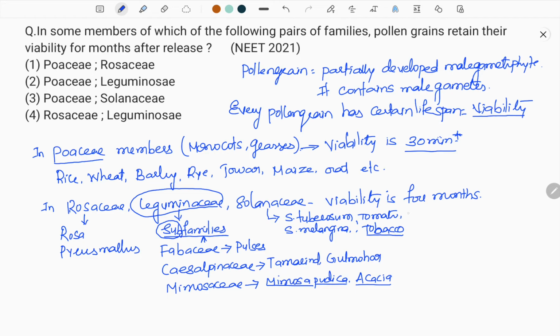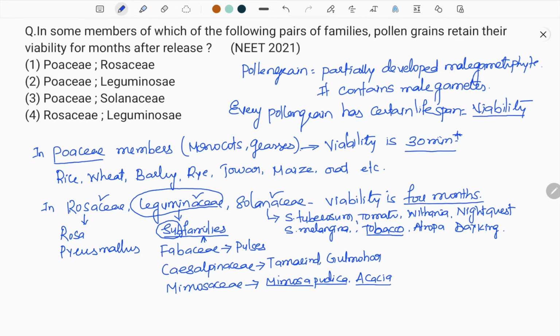Apart from that, we have ashwagandha, that is botanically called Withania somnifera. Atropa belladonna, that is used as belladonna in homeopathy. And we have night queen, I think all of you know, that is Cestrum nocturnum, and day king, Cestrum diurnum. So all these are popular examples of the Solanaceae. So in these three families, that is Rosaceae, Leguminaceae, Solanaceae, the pollen viability is for months.